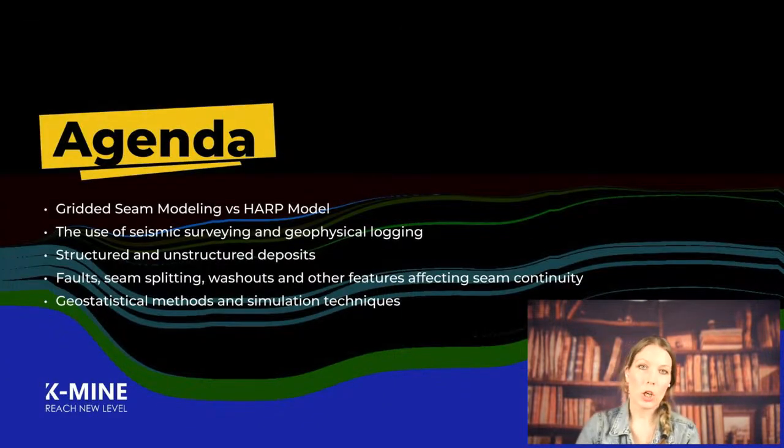All right, so let's walk through what we cover today. First, we're going to dive into gridded seam modeling and compare it with a block model. Then we'll talk about how seismic surveying and geophysical logging come into play. From there, we'll move into the difference between structured and unstructured deposits. And after that, we'll get into the other stuff, like faults, seam splitting, washouts, and all those tricky features that can throw off seam continuity. And to wrap up, we'll touch on geostatistical methods and simulation techniques.